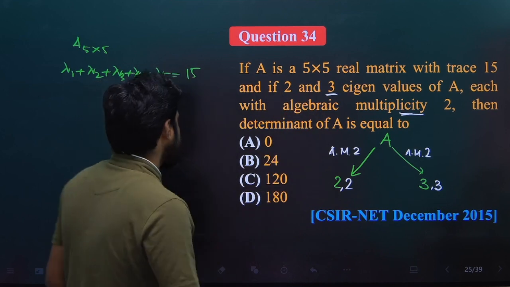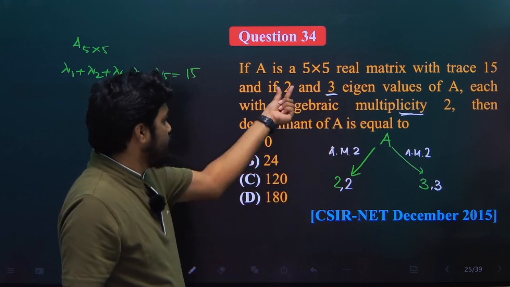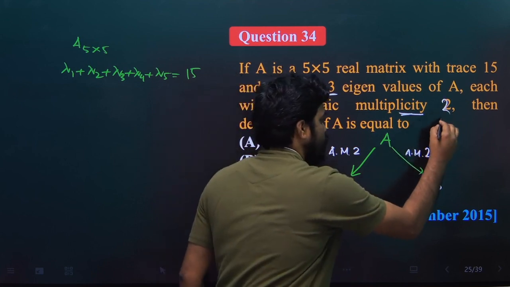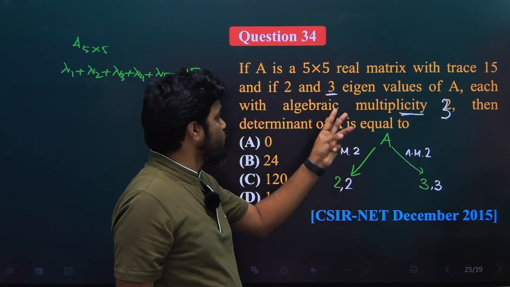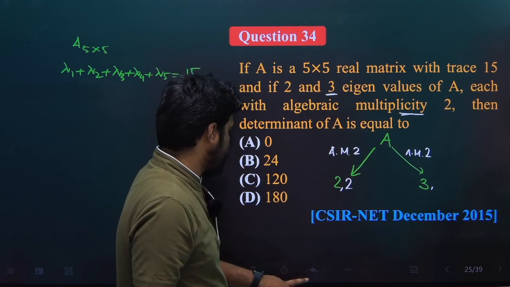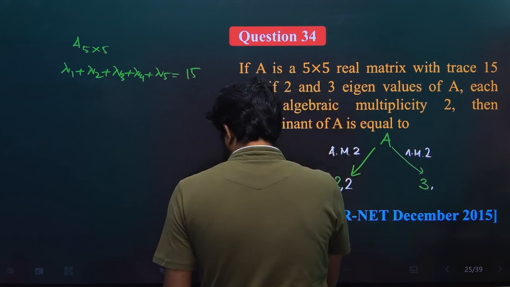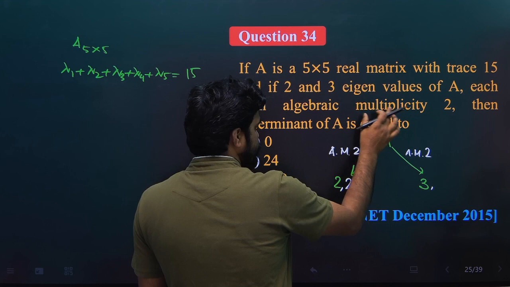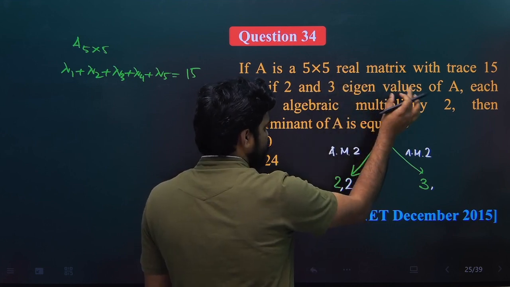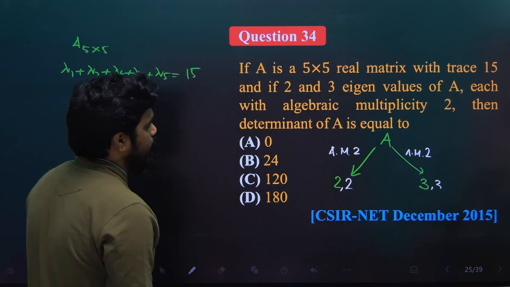2 is an eigenvalue with algebraic multiplicity 2. Multiplicity means how many times repeated, that means the root 2 occurs twice, and the root 3 occurs twice. If I had said multiplicity 3, that means the root 2 would occur 3 times, and the root 3 would occur 3 times, okay? So here 2 is an eigenvalue with algebraic multiplicity 2, that means 2 times repeated. 3 is an eigenvalue with algebraic multiplicity 2, that is 3 repeated 2 times, right?